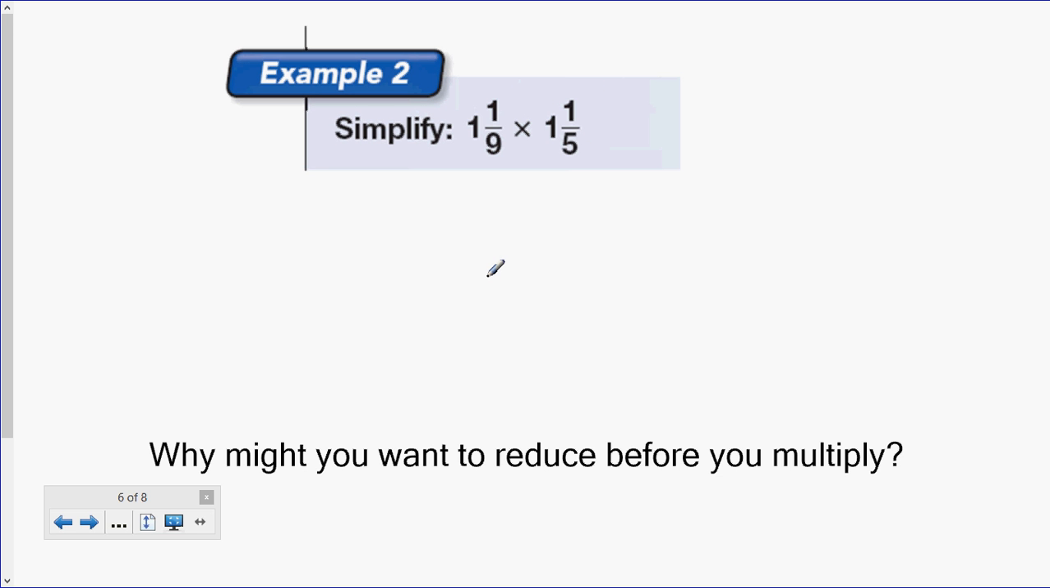So let's try example 2. And again, feel free to pause the video and try it on your own for any of these. So we have simplify 1 1/9 times 1 1/5. Remember, with SOS, what we need is fraction form to shape our fractions. So 1 1/9 we have to turn into an improper fraction, and the same thing with 1 1/5. We have to do that before we multiply. So to turn this over, we would say 9 times 1 is 9, plus 1 is 10. So 1 1/9 equals 10 ninths. And for 1 1/5, 5 times 1 is 5, plus 1 is 6, 6/5.